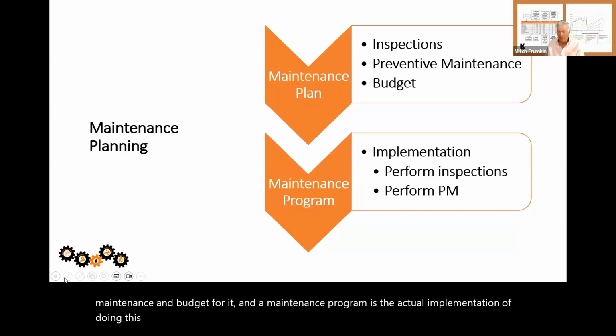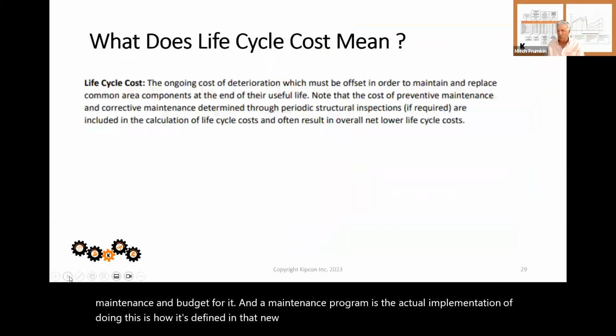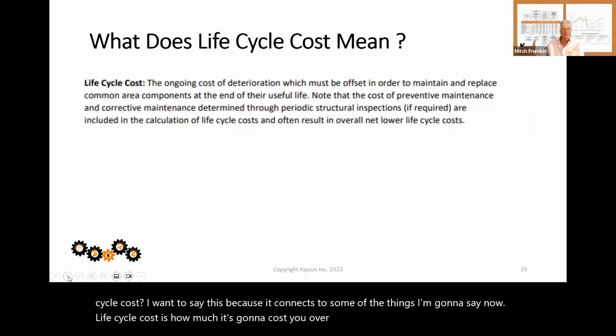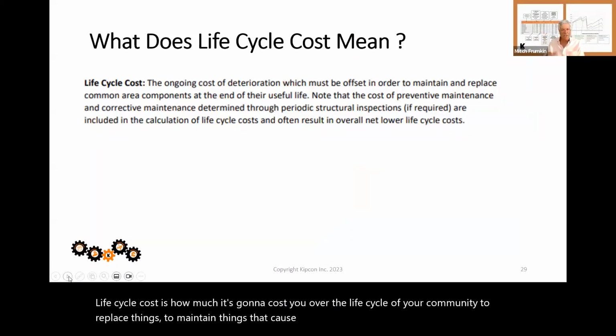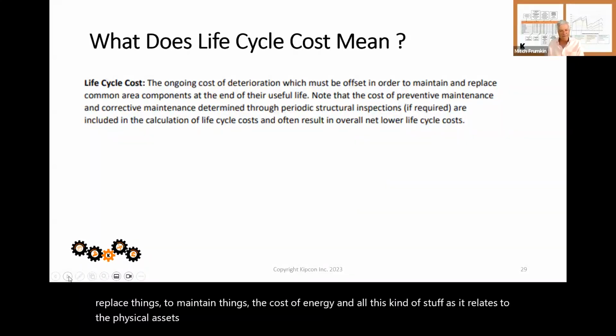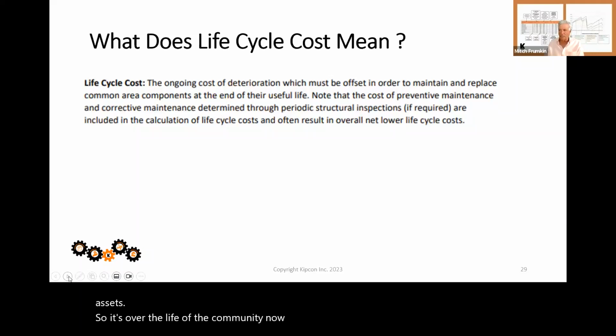This is how it's defined in that new best practices report. What is life cycle cost? I want to say this because it connects to some of the things I'm going to say now. Life cycle cost is how much it's going to cost you over the life cycle of your community to replace things, to maintain things, the cost of energy and all this kind of stuff as it relates to the physical assets. So it's over the life of the community, not just over the next couple of years.